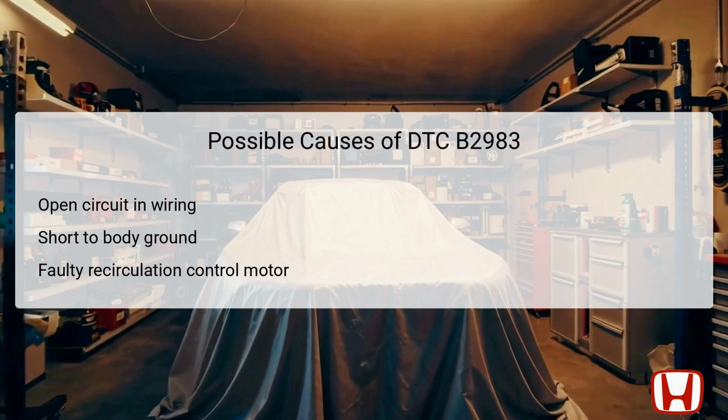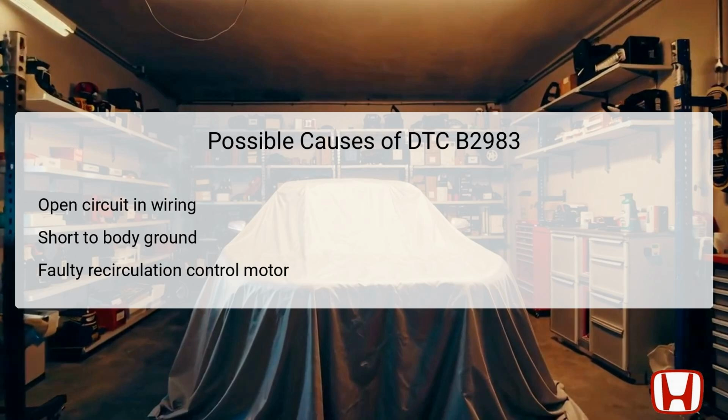The climate control unit controls the operation of the recirculation motor, ensuring the appropriate mixture of outside air and recirculated air is maintained for optimal comfort. A failure in this system can lead to a range of comfort issues, necessitating the thorough troubleshooting outlined in the following slides.